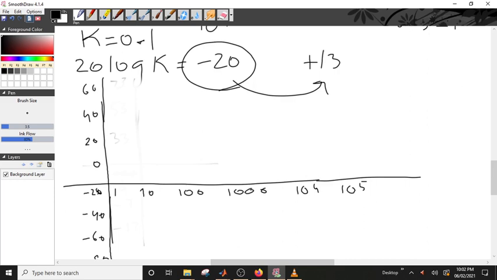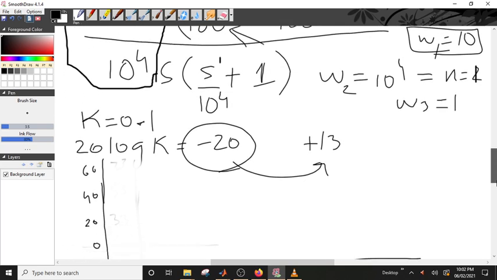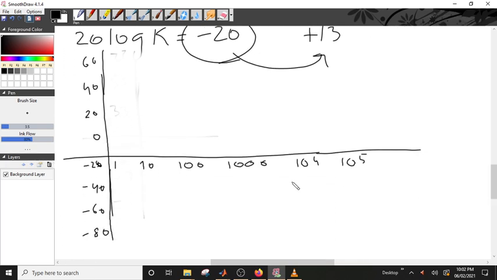Our break frequencies are 10 power 4, 10 and 1, so all lie here. So we should draw the axis like this. We can start it from 0.1, 1, 10, so it's our choice depending upon what our break frequencies are. Now, based on the concept that I provided, let's draw the first line.